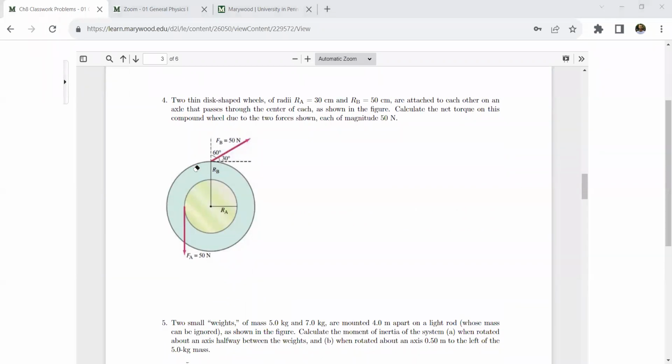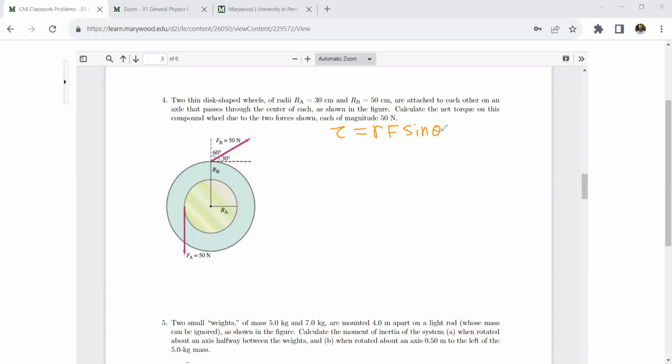All right, now let's solve a problem about torque. Remember that torque is defined as tau equals r f sine theta, where r is the lever arm, and the lever arm is the distance or the length from the axis of rotation to the point where the force is applied, f is the force, and theta is the angle between r and f.